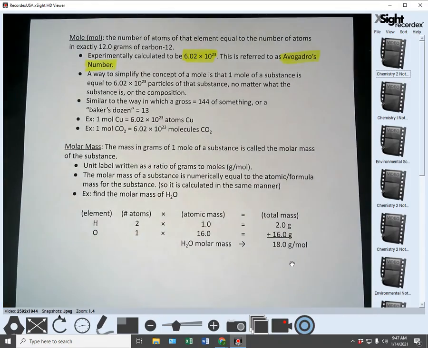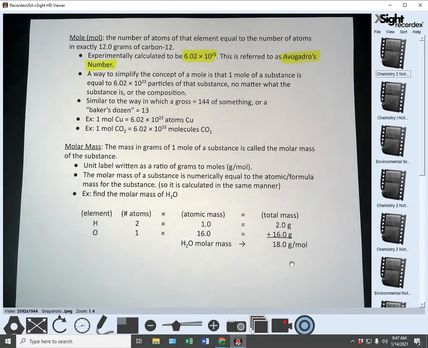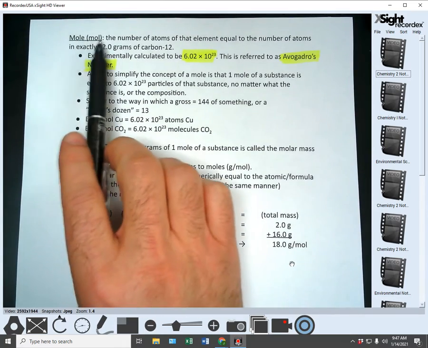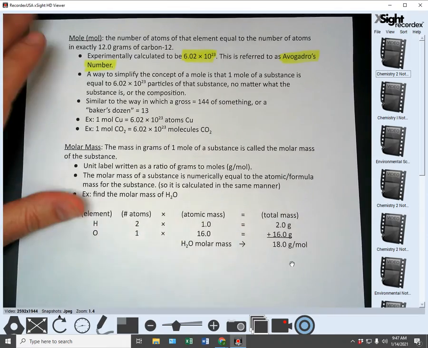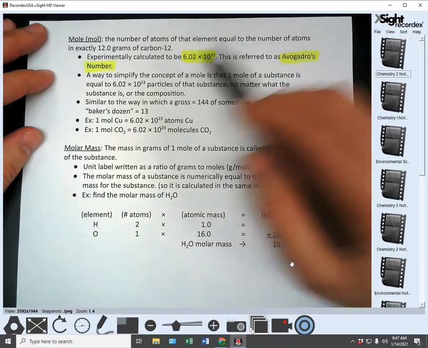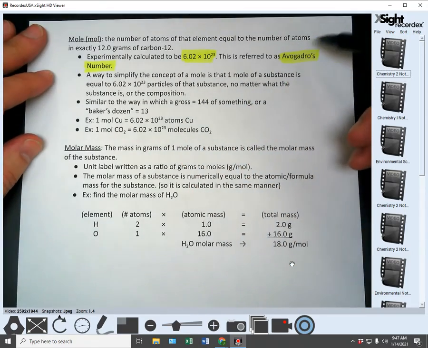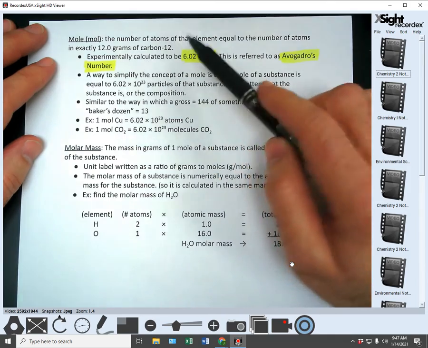So the mole is a unit of measurement, MOLE, and it's abbreviated MOL. So like grams is G, mole is abbreviated MOL. I know, not much of an abbreviation, but the mole is the number of atoms of that element equal to the number of atoms in exactly 12 grams of carbon-12.